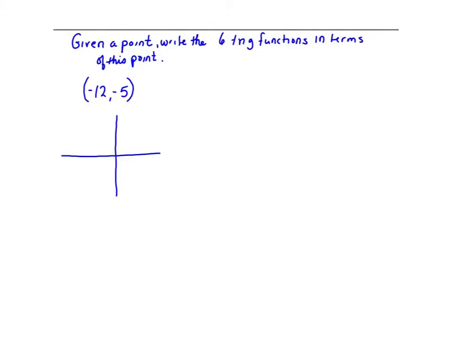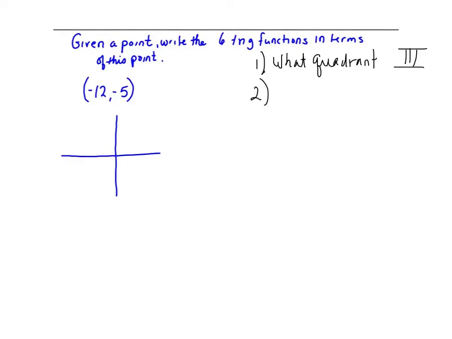Here's an example then of how you can find all 6 trig functions in terms of the given point. And the point here is -12, -5, which you can tell by looking. The very first thing that you're going to do is determine what quadrant it's in. We know that both the x and the y coordinates are negative, so we're talking about the third quadrant. So this would be quadrant 3.